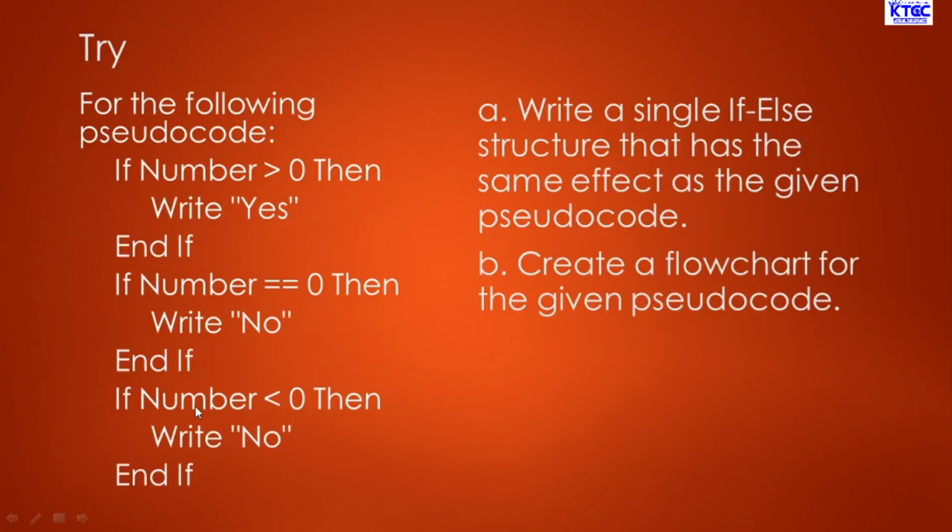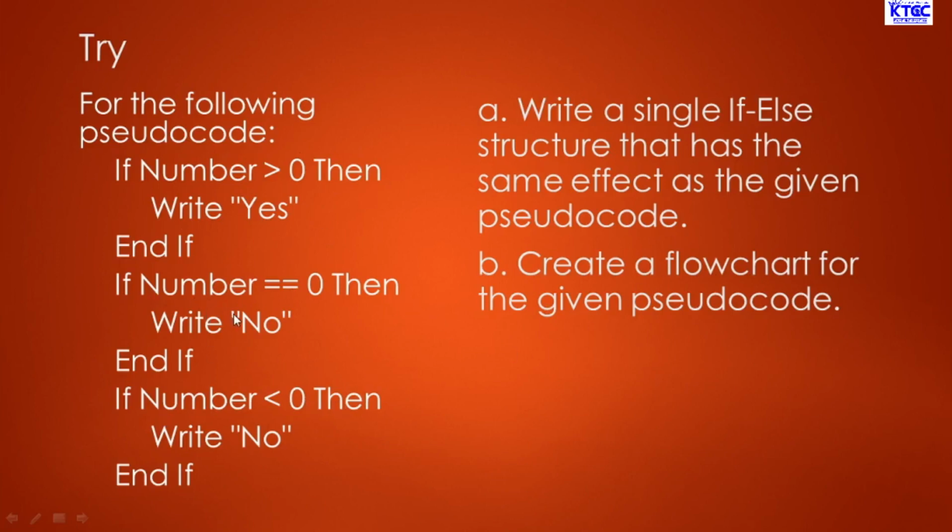Now try the following. For the following pseudocode: if number is greater than 0, then write yes; if number equals 0, then write no; if number less than 0, then write no. Now, how do we simplify this? Write a single if-else structure that has the same effect as the given code. It means we should summarize this code without changing its behavior, and then after that, we create a flowchart for it. You can pause the video here and try that.